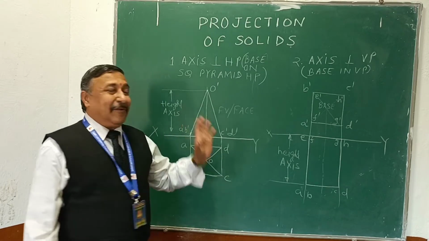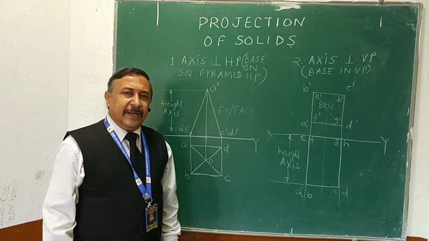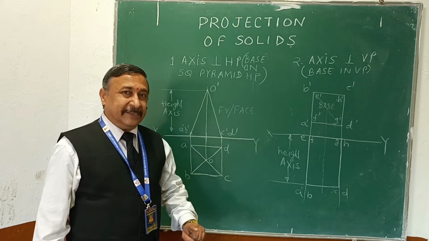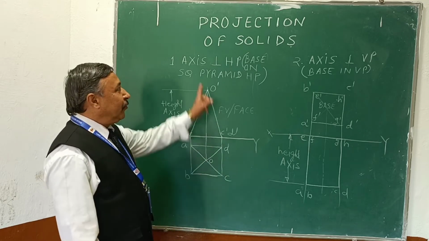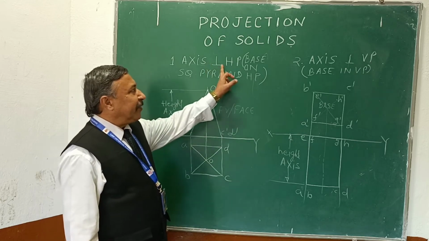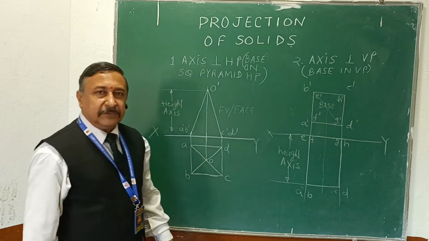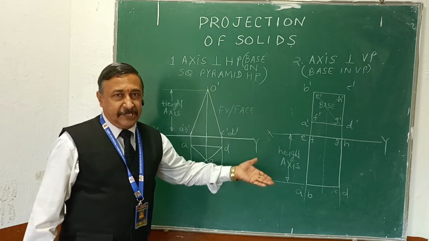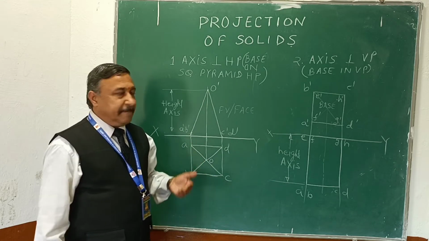In the third lecture of projection of solid. Now, this is the question. As you remember, last time we saw the two basic positions of projection of solid, that is, axis perpendicular to HP and axis perpendicular to VP. Today we see the third position, the next position of projection of solid.